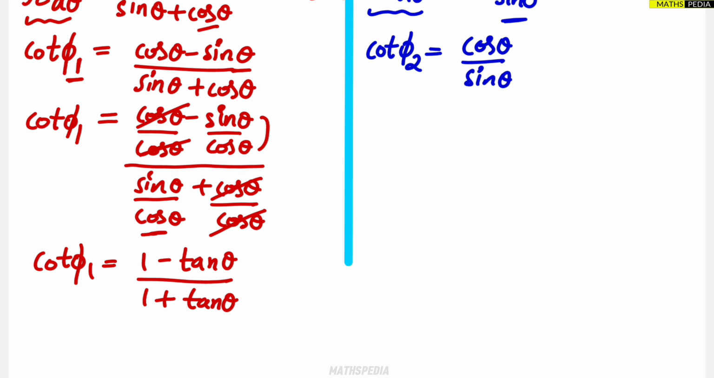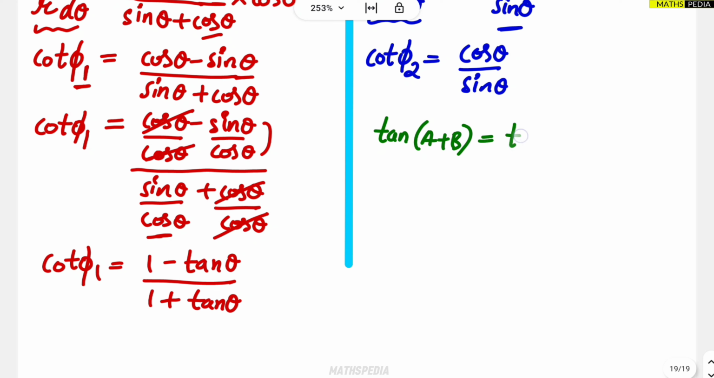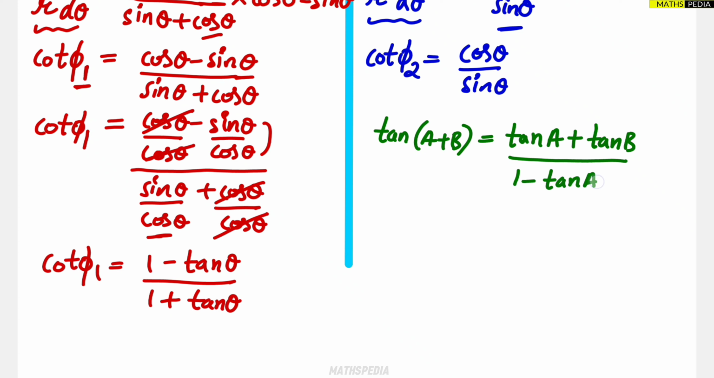So we have studied the formula for tan A plus B or tan x plus y, whatever you have studied, that particular thing I am talking about. So tan A plus B formula is tan A plus tan B divided by 1 minus tan A tan B, right? So what if I take A value as 45 and B as theta itself? Suppose I take A value as 45, or you can take pi by 2, so pi by 2 plus theta.